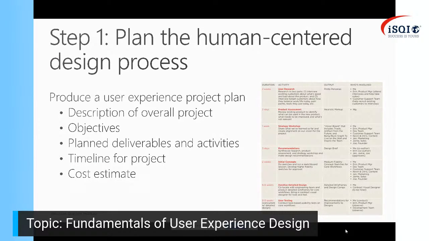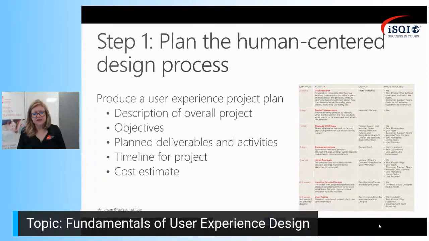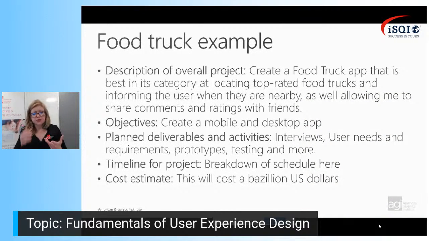So I'll take you through this quickly, but my plan might include a description of the product, its objectives, what the deliverables are, the timeline, the cost estimate. So for my food truck example, I might say I'm going to create this app. It's going to be best in its category at locating top-rated food trucks and informing the user when they're nearby, maybe sharing comments with friends. The objective: create a mobile and desktop app.